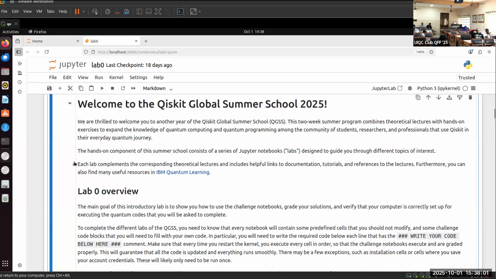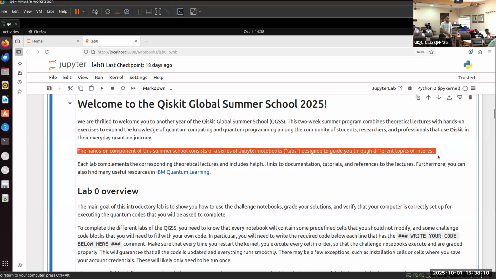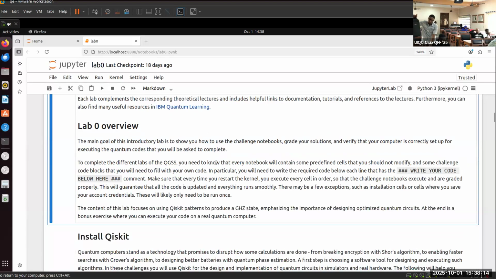Furthermore, let me show you. Here it says the hands-on component of this school series is a Jupyter notebook designed to guide you through different topics of interest. Each lab complements the corresponding theoretical lectures that were given during that time, and includes helpful links to documentation. As you can see, again, they are referring you to documentation, to tutorials, to references, to the lectures itself. Then you can also use the IBM Quantum Learning Platform, which we are going to talk about within the course of the event.